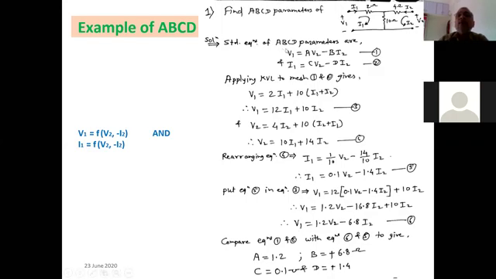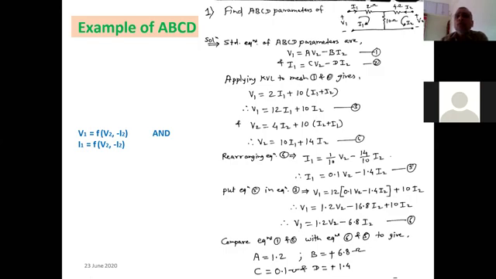Now, the standard equations of ABCD parameters you can write as V1 is equal to A V2 minus B I2, and the second equation is I1 is equal to C V2 minus D I2. These are the two standard equations of this form: V1 as a function of V2 and minus I2, and I1 as a function of V2 and minus I2. So we should be able to express these two equations in this form, and then the coefficients of V2 and minus I2 will represent the ABCD parameters.